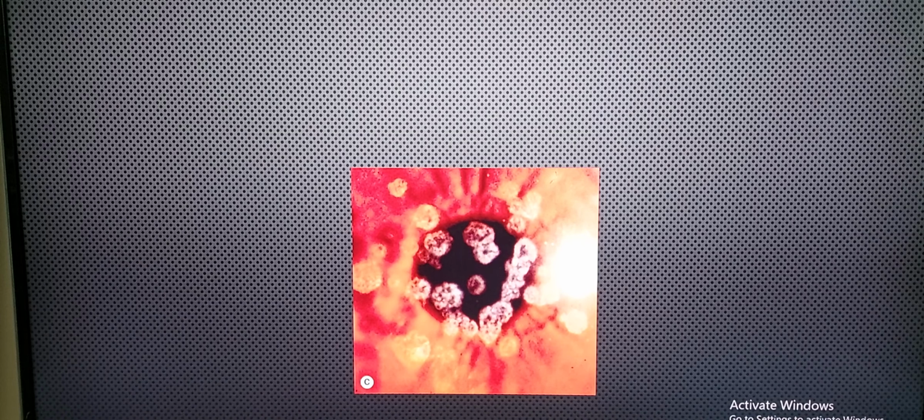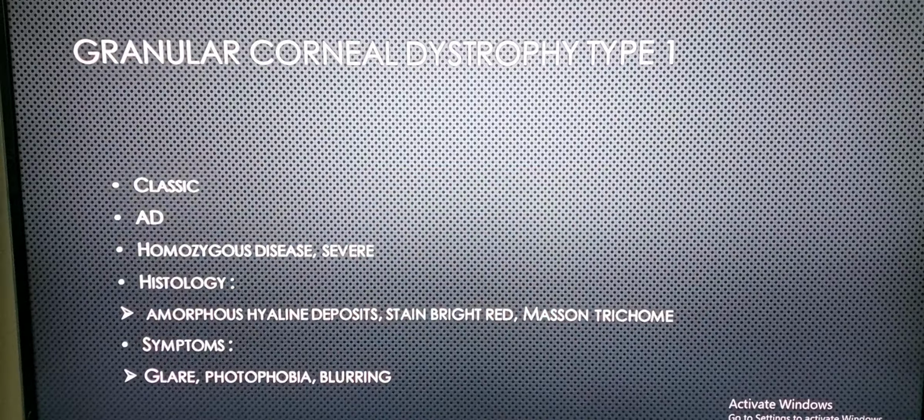Okay, what is this picture and what dystrophy is shown in this picture? Sorry, breadcrumb-like opacities. There are multiple breadcrumb-like opacities with clear cornea, and these opacities have distinct margins. This is the characteristic of granular dystrophy.